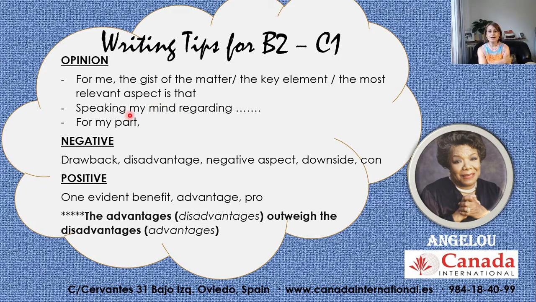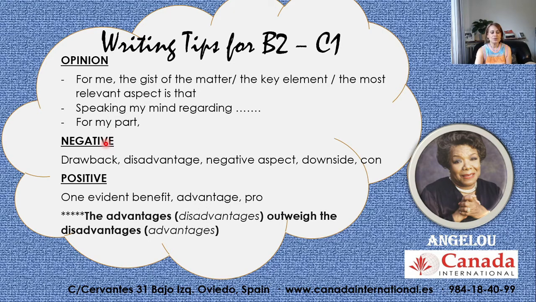For example, speaking my mind regarding global warming, it's a problem that affects everyone around the globe. However, we can somehow solve it if we work together. So something like this: for my part, global warming is an issue that affects everyone around the globe. However, if everybody works together, this problem can be solved.